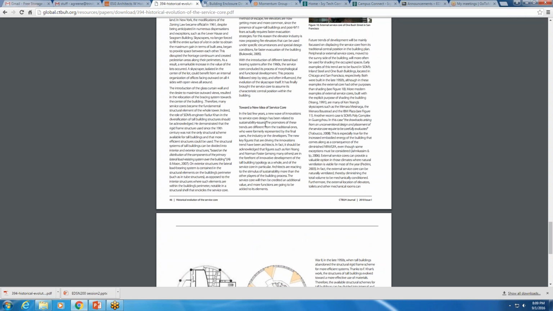related to sustainability issues. The promoters of these trends are different from traditional ones, who were formerly represented by final users, the industry, or the developers. The new key figures that are driving the innovations tend to be architects. In fact, it should be acknowledged that figures such as Ken Yeang and Norman Foster, among many others, are in the forefront of the innovative development of tall building typology as a whole, and the service core in particular. Architects are reacting to the stimulus of sustainability more than the other players of the building process. The service core will then be credited an additional value of more functions going to be added to its elements.